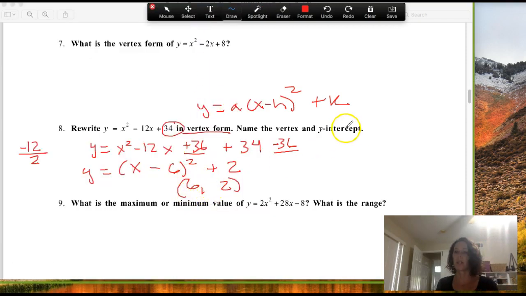Okay, there's my vertex and my y-intercept. That guy's easier to find in standard form. Plug in 0 for x, and my y-intercept is 34. And you're done.